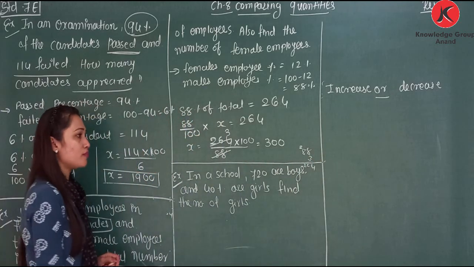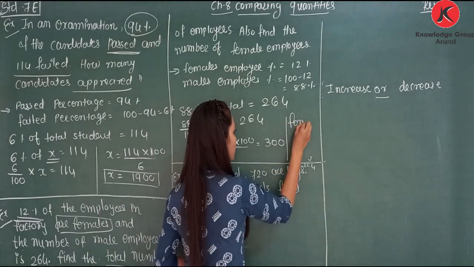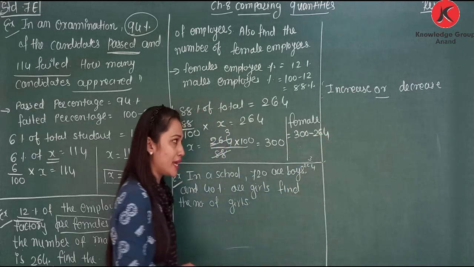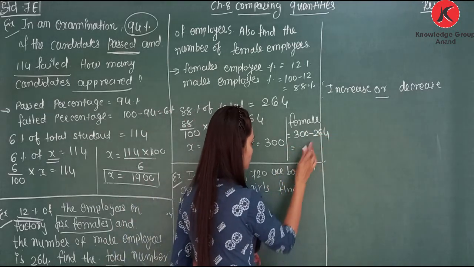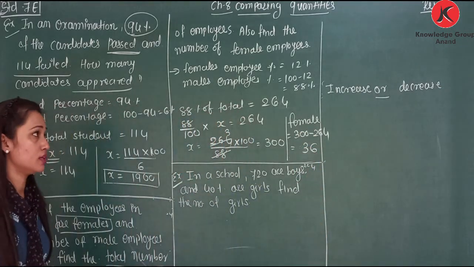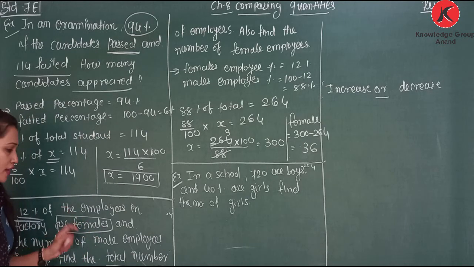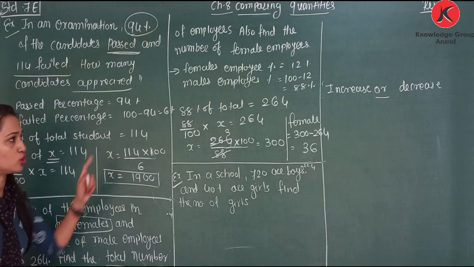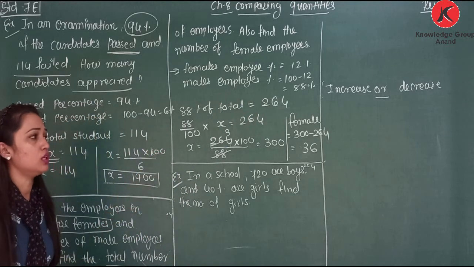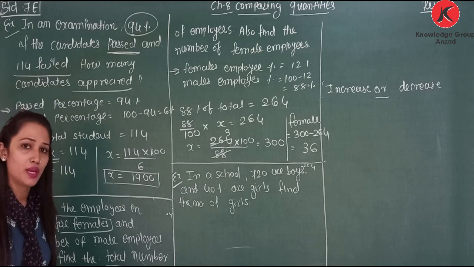Clear? So from that 300 we can find the female employees. The percentage of female employees is given. From that we can find the percentage of male employees. The number of male employees is given, so we can find that 88% of total employees is the number of male employees. And if we solve, we will get 300, that is the total number of employees, and 36 is the number of female employees.